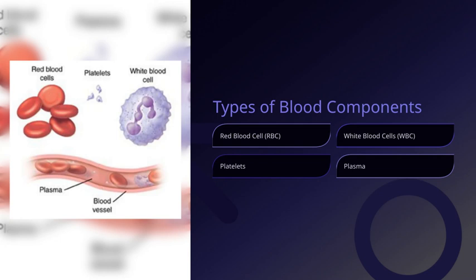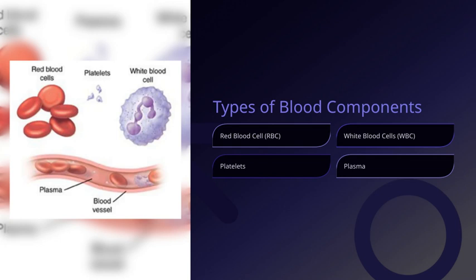Then we have white blood cells, or WBCs. These are the immune system's defenders. They help fight off infections and protect us from diseases. White blood cells are incredibly diverse and adaptable, capable of targeting a wide range of pathogens.